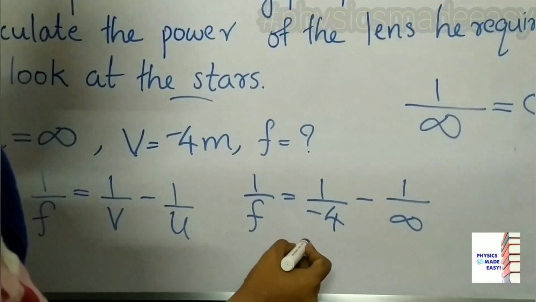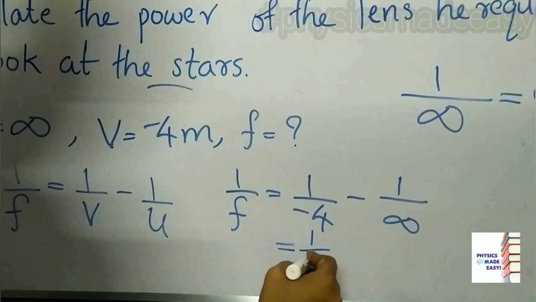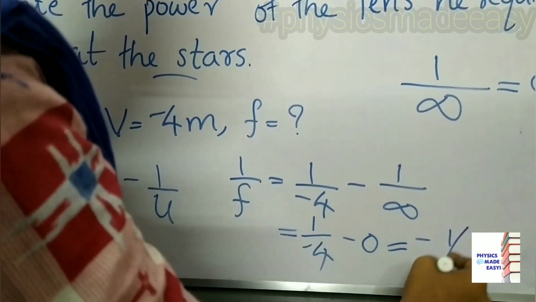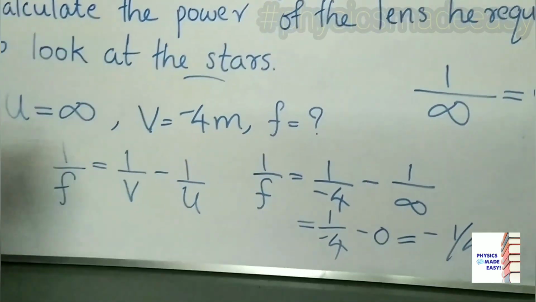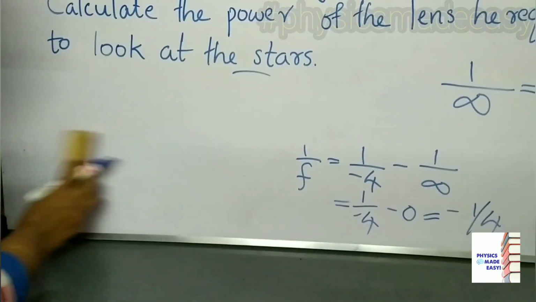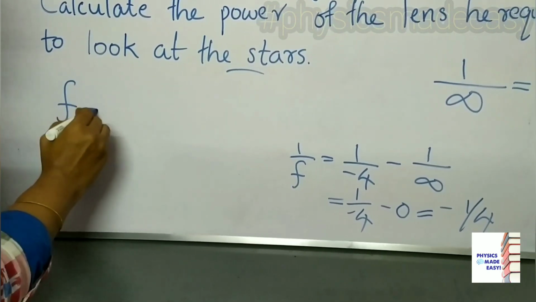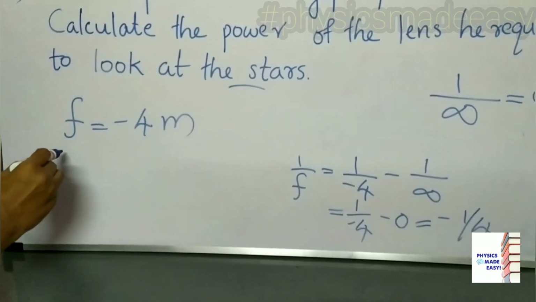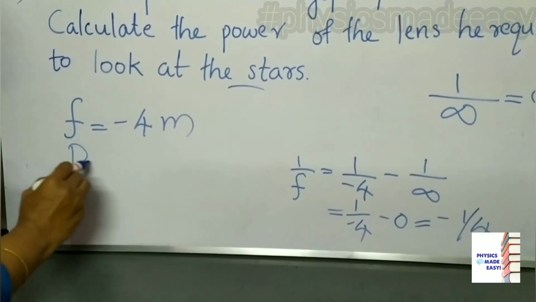Then you can write this as 1 divided by minus 4 minus 0. Then you will get minus 1 by 4. From this you can write the focal length as minus 4 meters. So now we have the focal length of the concave lens. Then we can find the power.